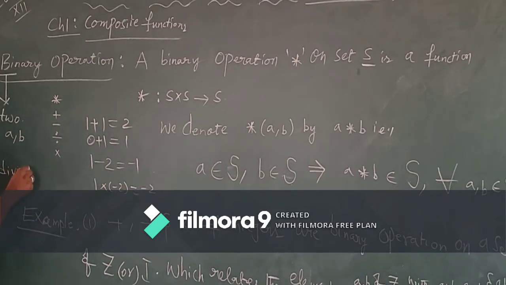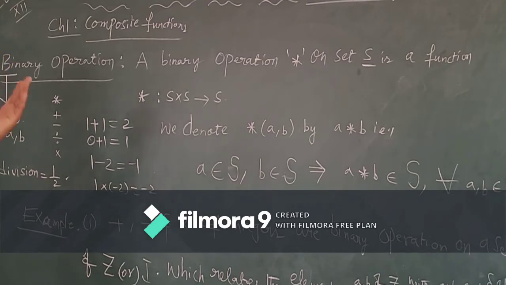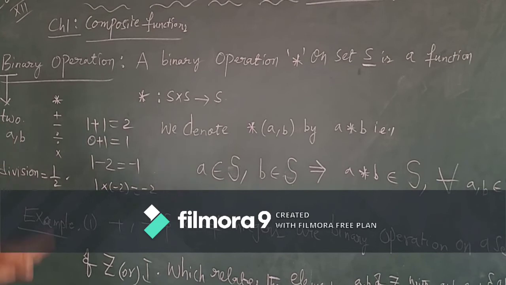Let me check division. A is 1, B is 2. 1 upon 2 is nothing but a rational number. It is not a binary operation. The reason is that in all the other places you got integers, but in division you did not get an integer. Because of that, division is not a binary operation and the remaining are all binary operations. You need to check whether it is a binary operation or not by using examples like these.